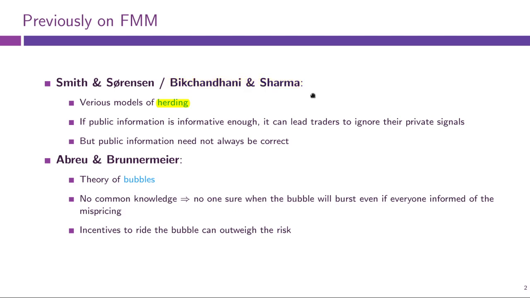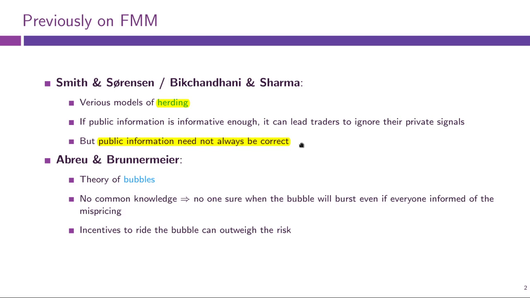And the main idea behind those herding models is that public information can quite often outweigh traders' private signals. So if public information is informative enough, it can lead to traders ignoring their private signals, just because private signals are not enough to outweigh any kind of information conveyed through public information. So public information can be strong enough for all traders to base their decisions on it rather than on the private signals, but at the same time, public information may be imprecise enough so that it's actually incorrect.